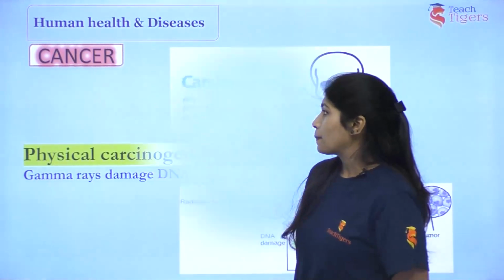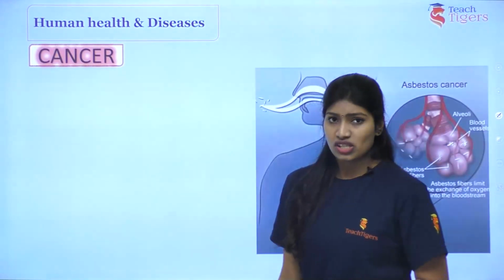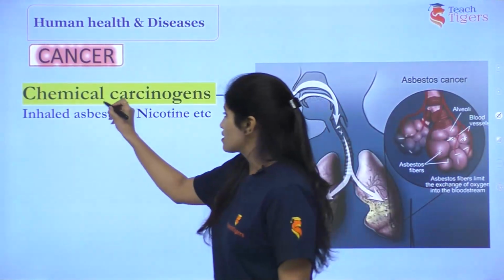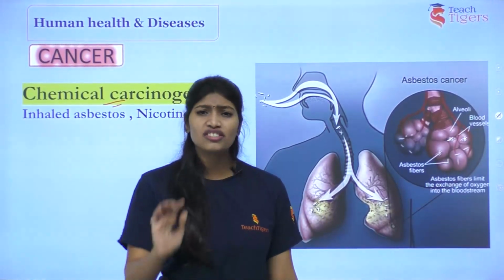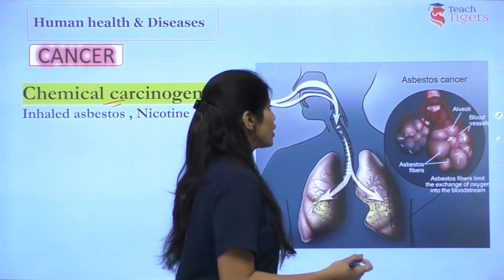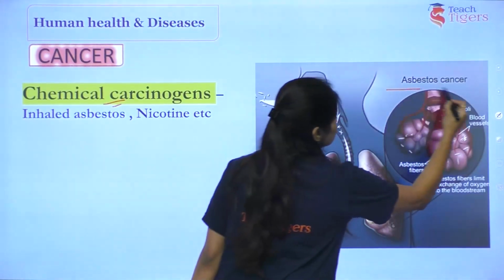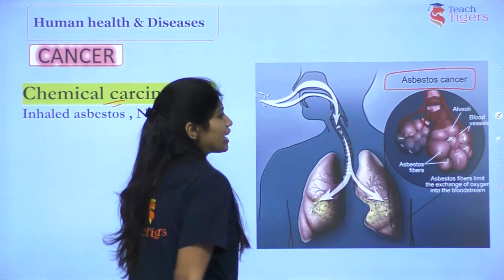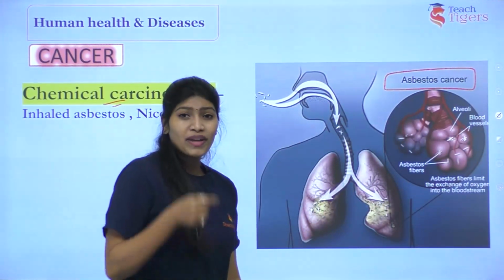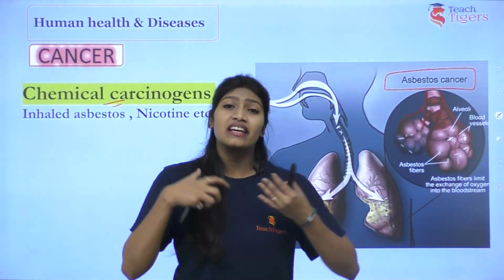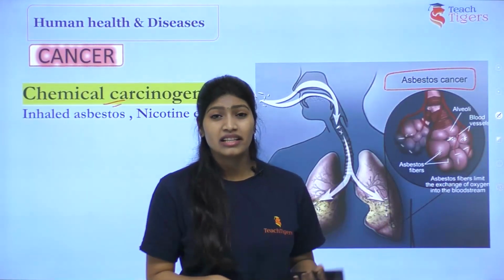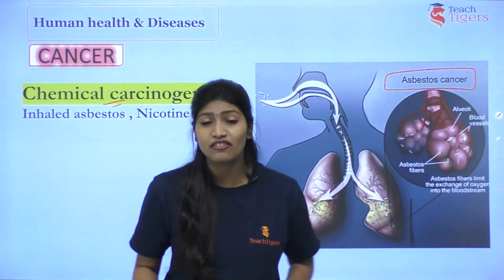So next, chemical carcinogens. What type of chemicals can cause cancer? A few examples we'll take. You can see here asbestos. Because of inhalation of the asbestos fibrils, what happens is they will block the lungs. They'll block the exchange of gases in the alveoli.